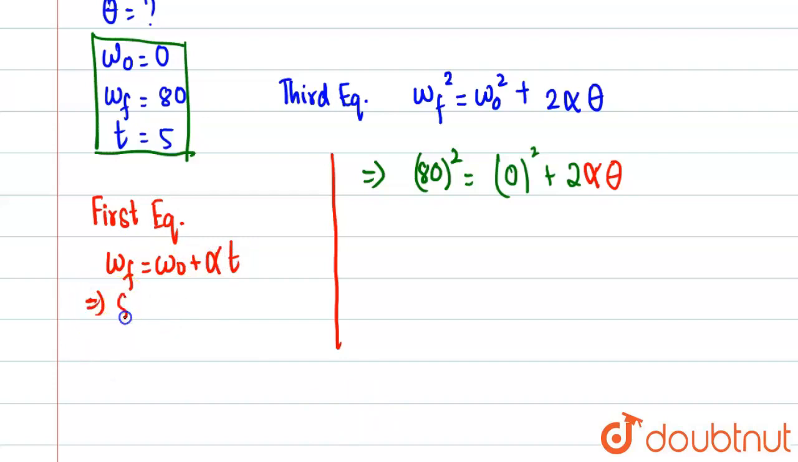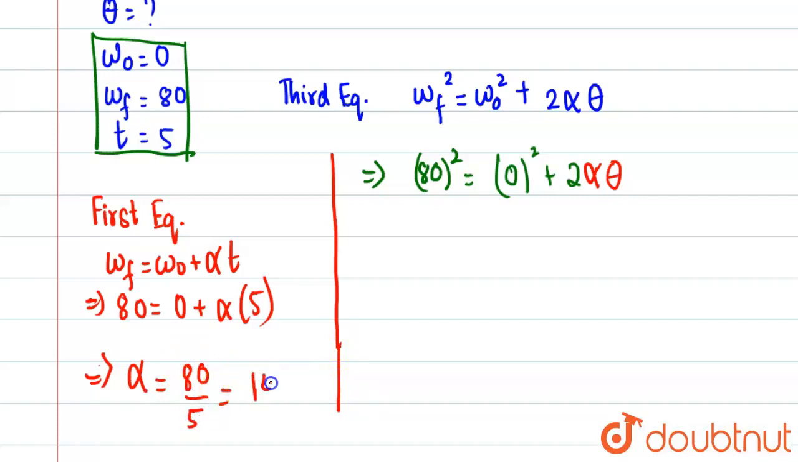So from this, 80 will be equal to 0 plus alpha into t, which is 5. So alpha will come out to be 80 by 5, 80 divided by 5. It will not be 14, it will be 16 basically. So 16 radians per second square.